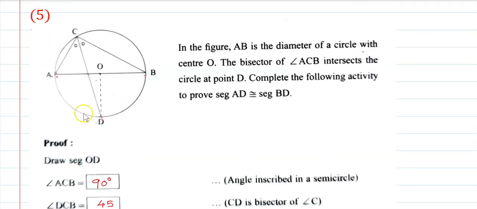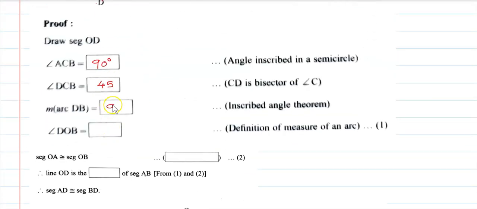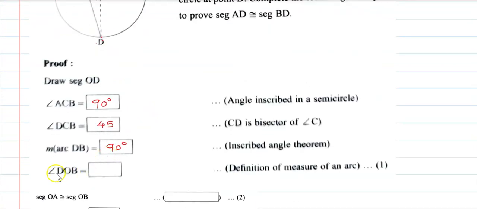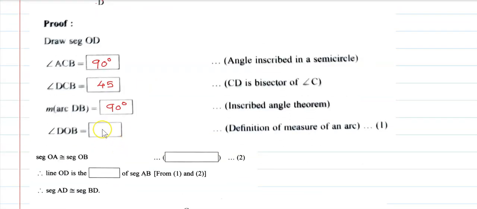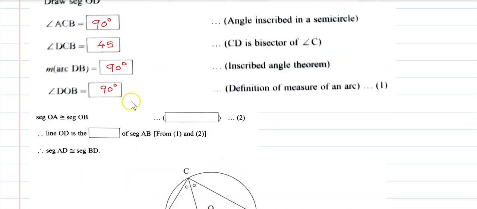Measure of arc DB. Now this angle is 45. Therefore, measure of arc DB will be 90 degrees by the inscribed angle theorem. Here the angle's measure is 45, therefore the arc's will be 90. Angle DOB is equal to 90 degrees, because by the definition of the measure of an arc, it is a central angle. In a central angle, the measure of the arc and the angle are both the same.